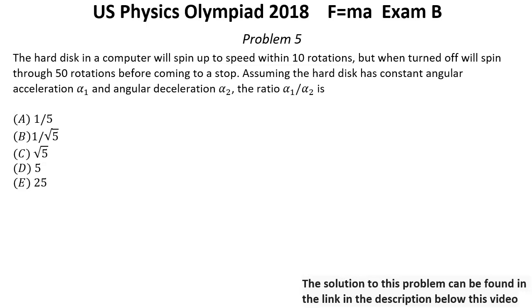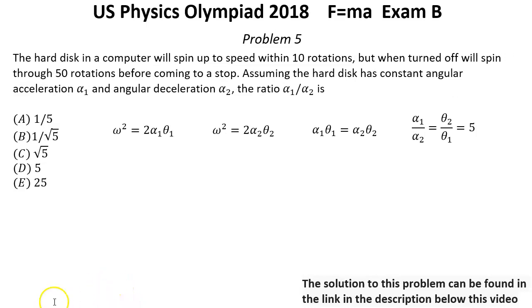Solution for problem number 5. On one hand, during acceleration, the final angular speed omega squared equals 2 alpha 1 theta 1. On the other hand, this omega squared equals 2 alpha 2 theta 2. It means that alpha 1 multiplied by theta 1 equals alpha 2 multiplied by theta 2, and from here we can find that alpha 1 over alpha 2 equals theta 2 over theta 1, which is 5. This is answer D, and this is the solution for problem number 5.